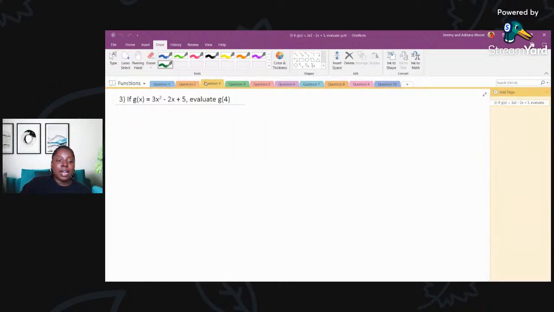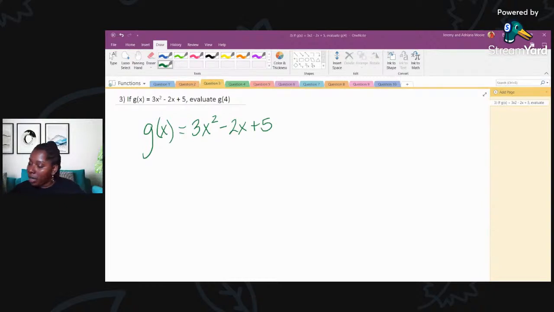So I want you guys to try this one. It says g of x equals 3x squared minus 2x plus 5. And it says evaluate g of 4. So before I do it, tell me what you get in the comments.